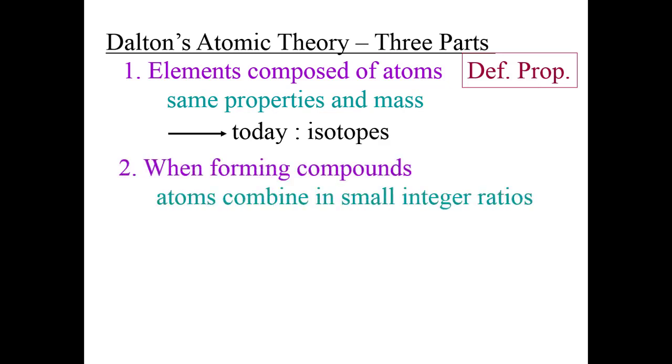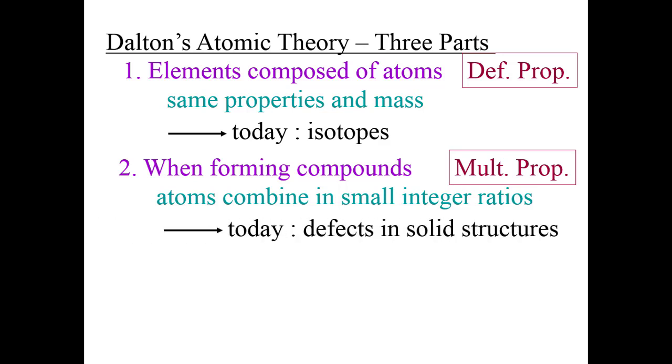Second, when elements form compounds, the atoms combine in small integer ratios. This helps explain the law of multiple proportions. If there are integer ratios of atoms, then the masses of the elements in different compounds should be related to each other in a simple way. While this is true for materials which exist as discrete molecules, we know today that many interesting solid materials have defects in their structure and have inexact atomic ratios.